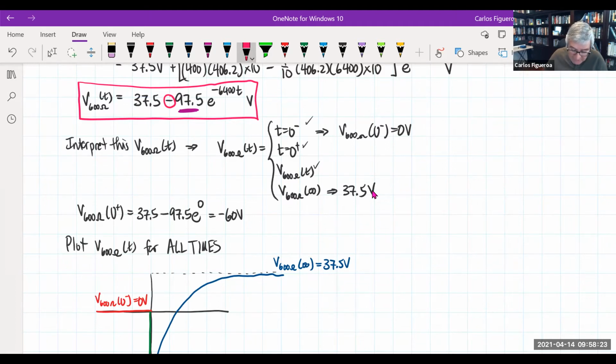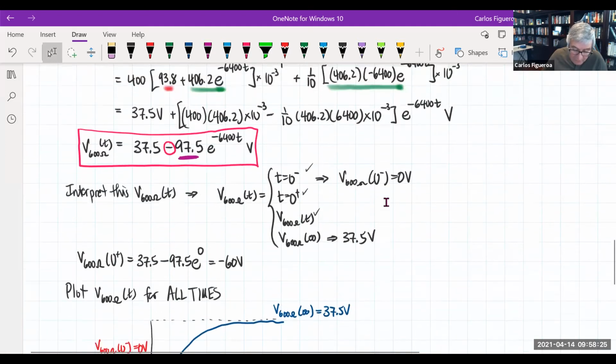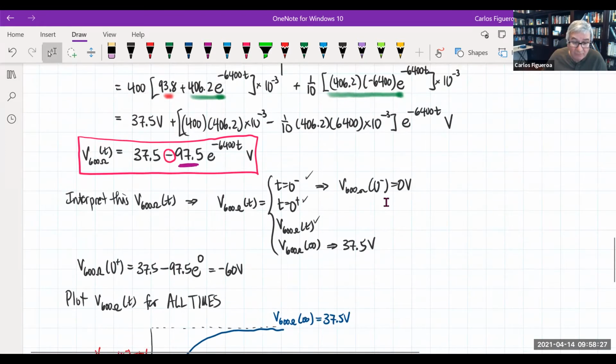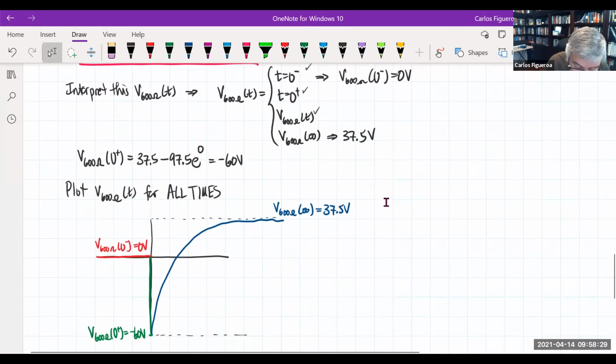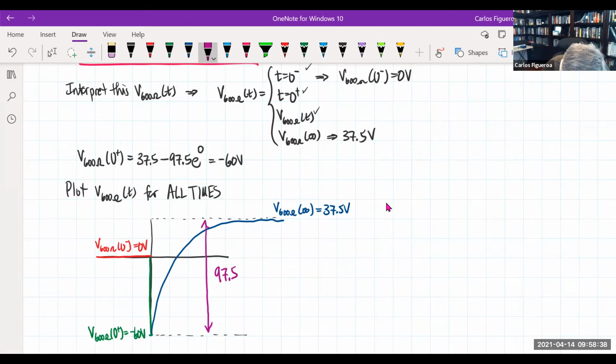And we're seeing that the jump here is how big? Well, it has to be 97.5. So if I come in here, you could see that the jump from here to here is 97.5 volts. Exactly what we would have expected from the solution. So it's looking good here.